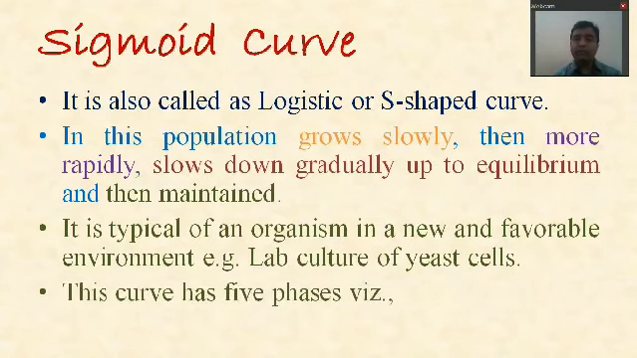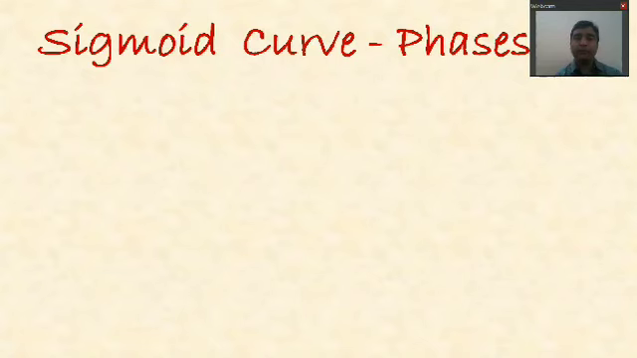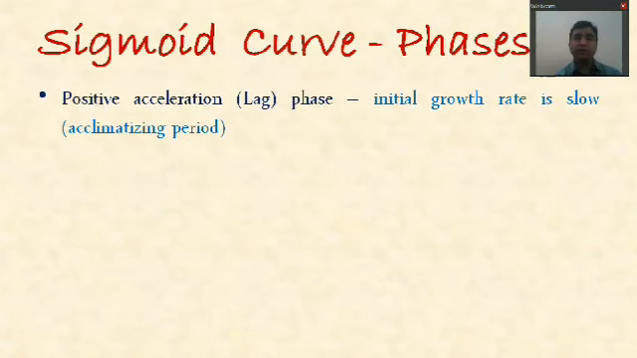This curve has 5 phases. We will see the sigmoid curve in detail. The first of the 5 phases is positive acceleration or the lag phase. When that animal is released into the new habitat with favorable conditions, the initial growth rate is very slow, and that period is called the acclimatization period, in which that animal is matching itself with the new habitat.